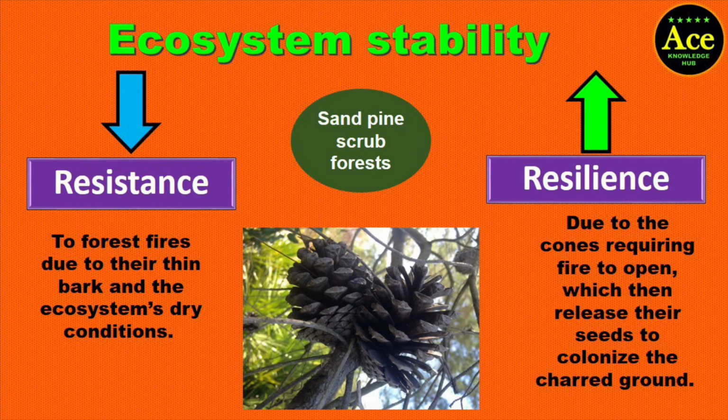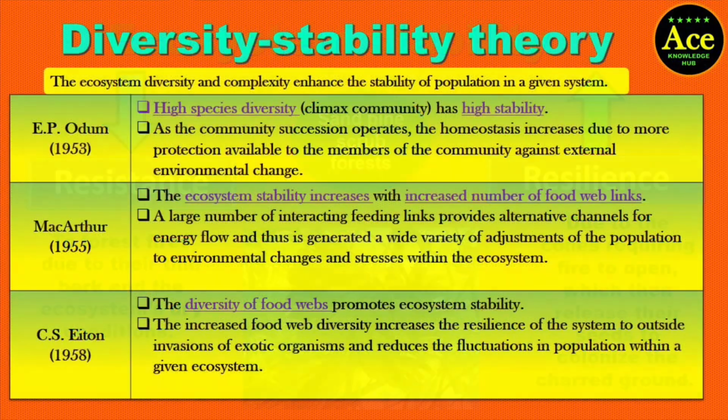Now let us understand these components with an example. Sand pine scrub forests have low resistance to fires due to their thin bark and the ecosystem's dry conditions. However, they have high resilience due to the cones requiring fire to open, which then release their seeds to colonize the charred ground.